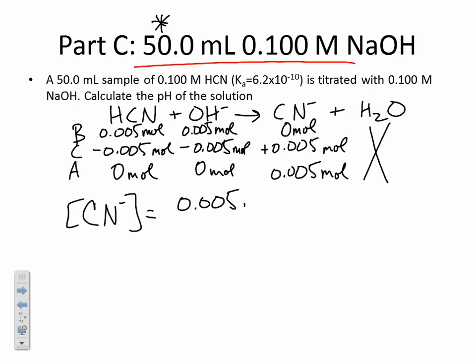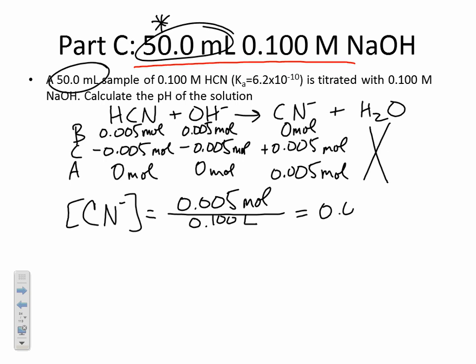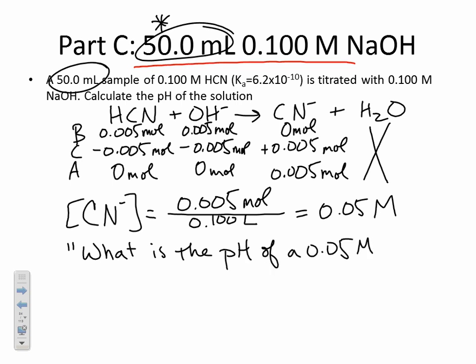So I'm going to just take my moles and divide it by the total volume. So the total volume is going to be 50 plus 50, so 0.1 liters, and I get a cyanide ion concentration of 0.05 molar. So the process going forward is basically, this has essentially changed to: what is the pH of a 0.05 molar CN minus solution? Because really that's what the question now is. It's saying we have this weak base, we know that the molarity is 0.05 molar, work out its pH.